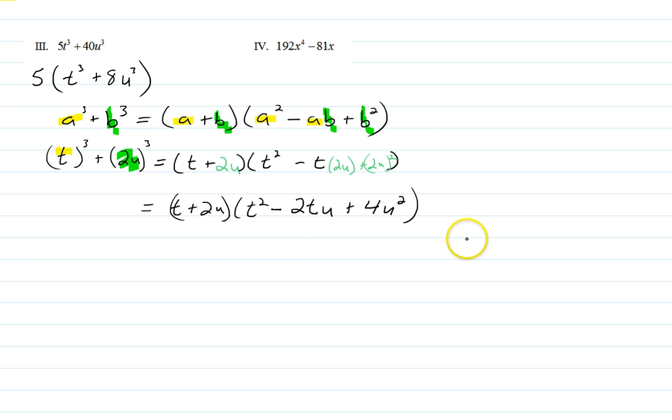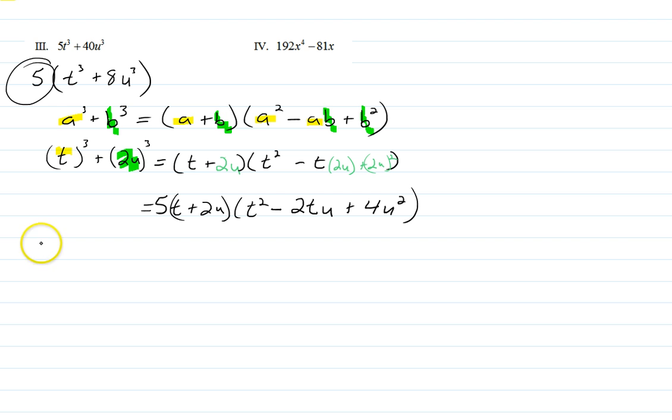And unfortunately, if you do all this work and you write this as your answer, you're incorrect because we forgot to write the 5. So that 5 still has to go in front, because when I multiply this thing out, it has to equal that 5t cubed. So that's why that 5 needs to be there.